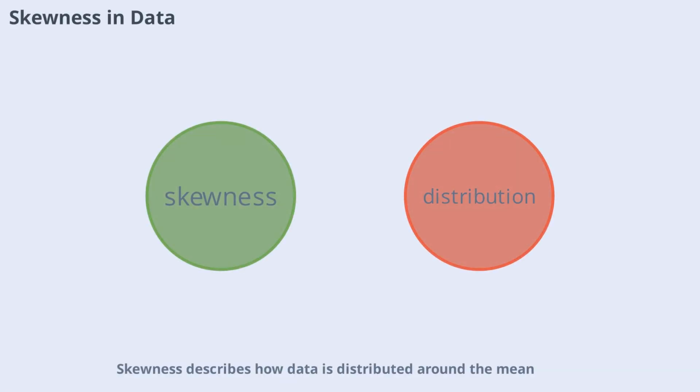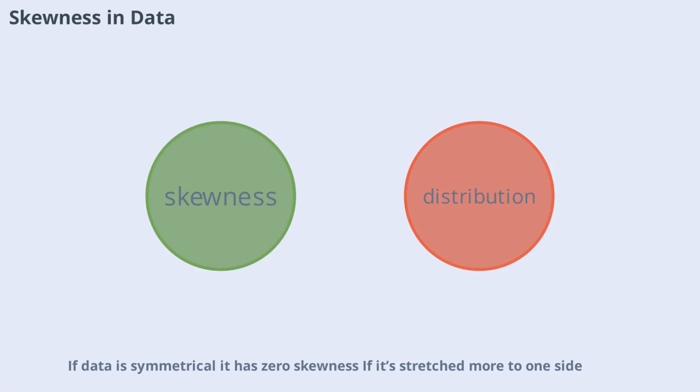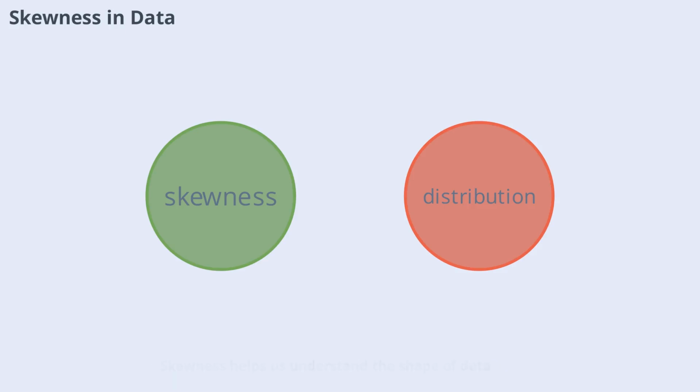Skewness describes how data is distributed around the mean. If data is symmetrical, it has zero skewness. If it's stretched more to one side, it's skewed. Positive skew means a longer tail on the right, while negative skew means a longer tail on the left. Skewness helps us understand the shape of data and whether the mean is a good summary.